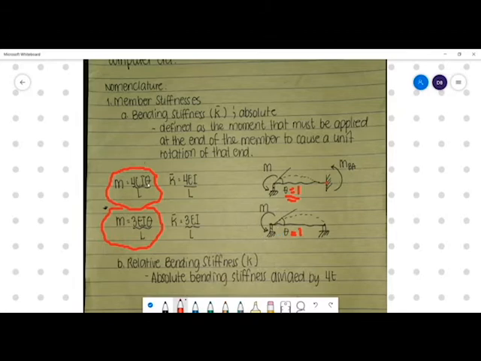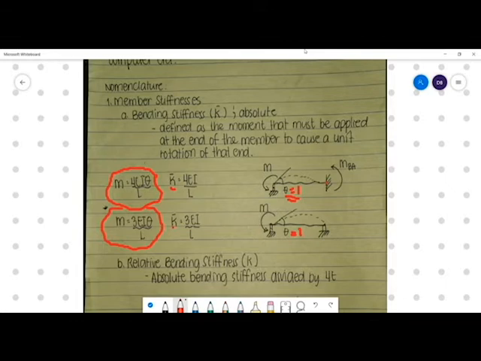So from that, if theta is equal to 1, our stiffness K is equal to 4EI over L. And for a simply supported far end, K is equal to 3EI over L.